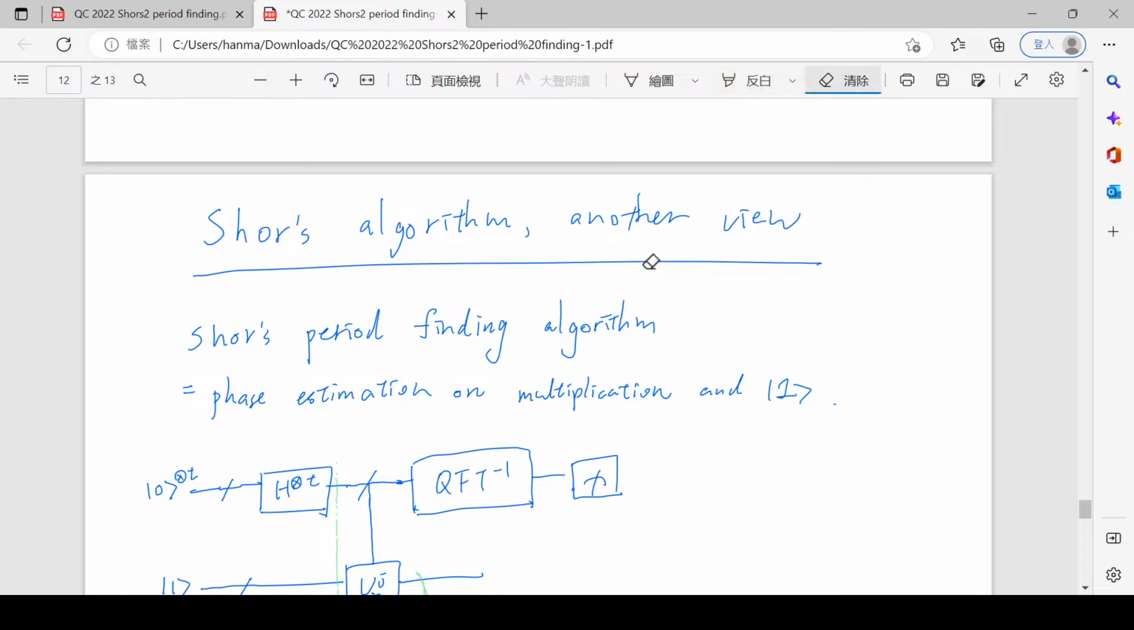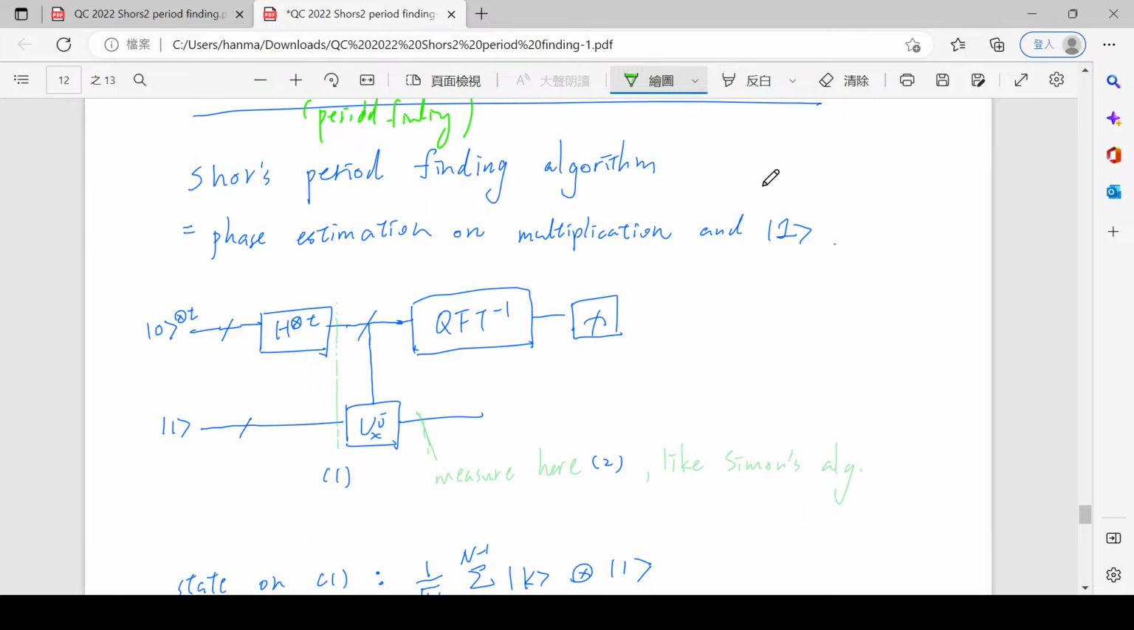Shor's period finding algorithm, okay? So let's go back to the start of class. What is Shor's period finding algorithm? As we said, it's phase estimation, the unitary gate being this multiplication U_x, and with the eigenstate slot, we are putting the number 1, okay?